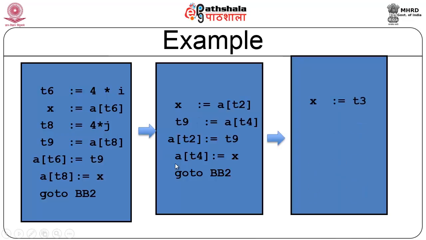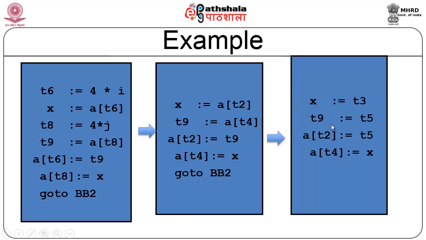Now, one more optimization is A of T2 hasn't changed. A of T2 has been assigned to T3. So is the case with A of T4, which is assigned to T5. So T9 is equal to T5. That is what we have done here. A of T4 is T5, but A of T2 is equal to T5, okay, and then A of T4 is equal to x. Now I have done something here.